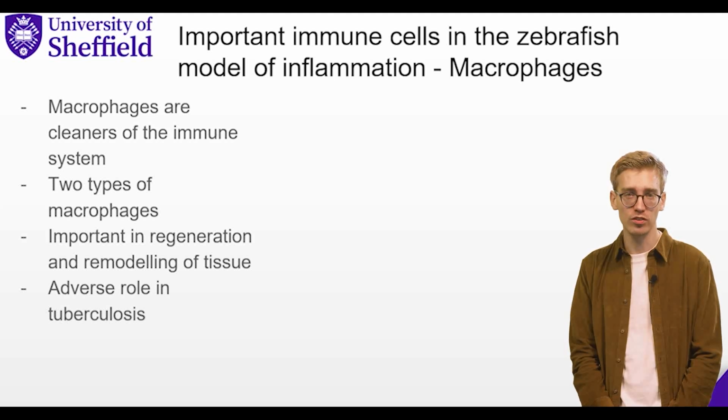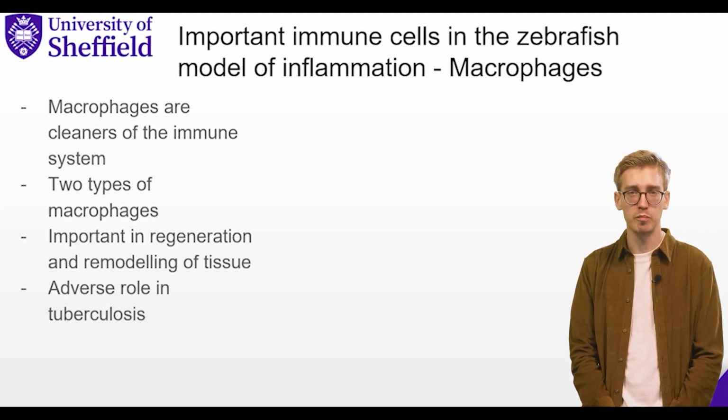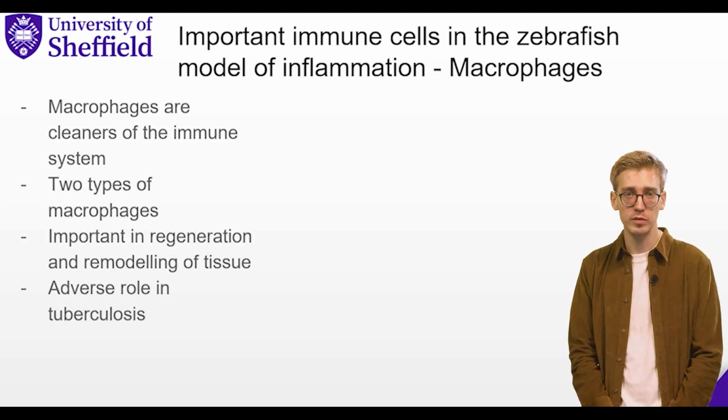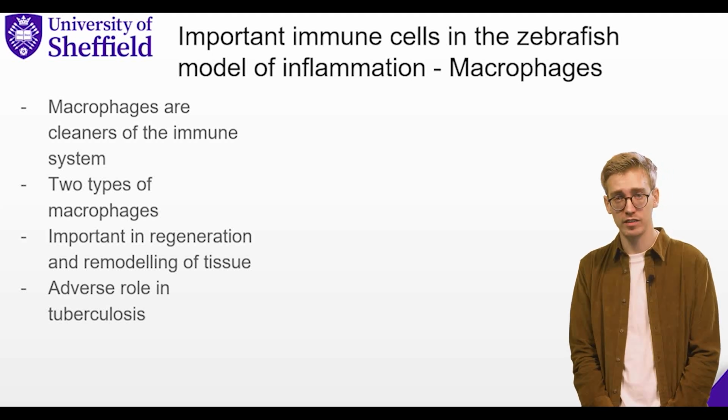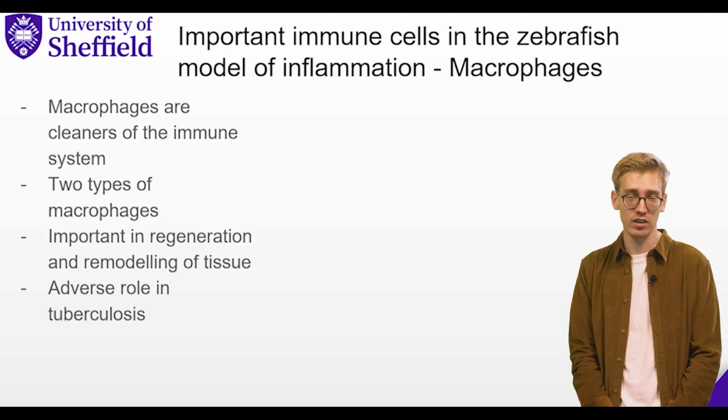Macrophages have the same goals as neutrophils when it comes to responding to inflammatory events, which is to help the system return to homeostasis. However, sometimes macrophages can actually have adverse effects. For example, in mycobacterial infections, it has been shown that these bacteria can replicate more easily when inside of the macrophage rather than when they are outside of the macrophage.